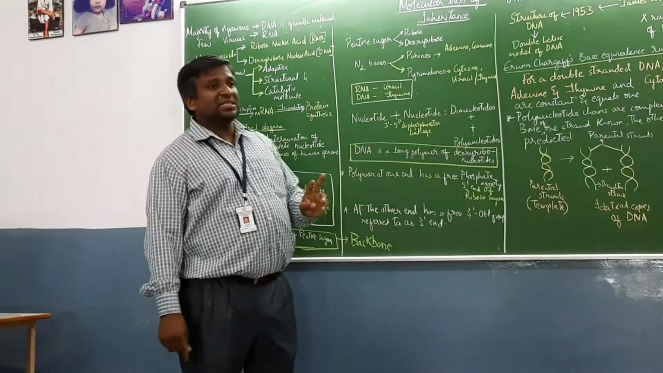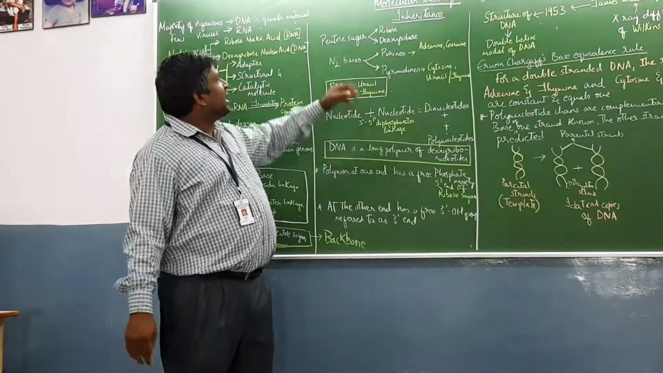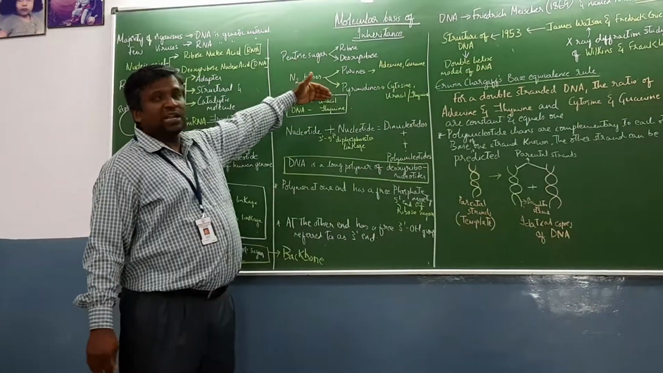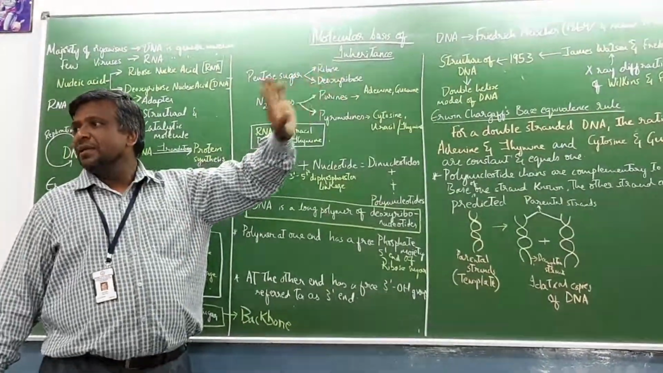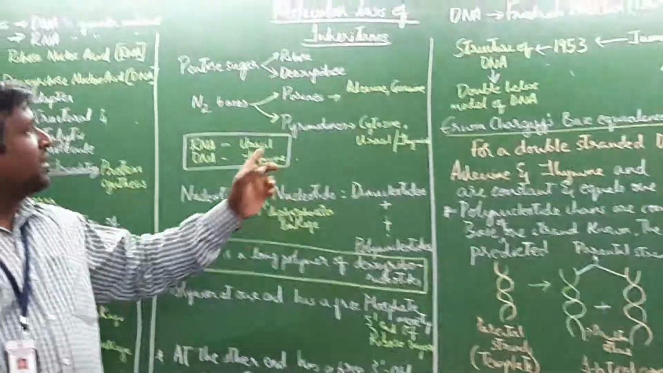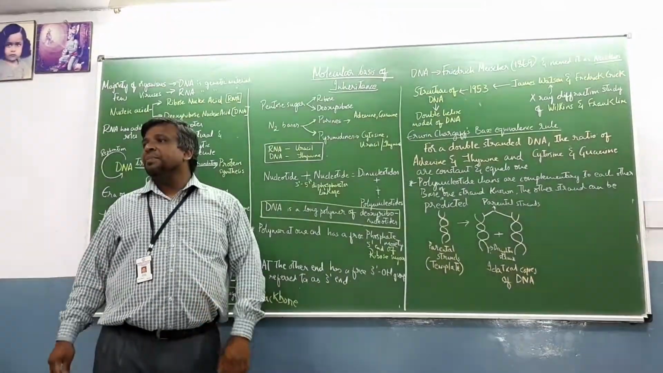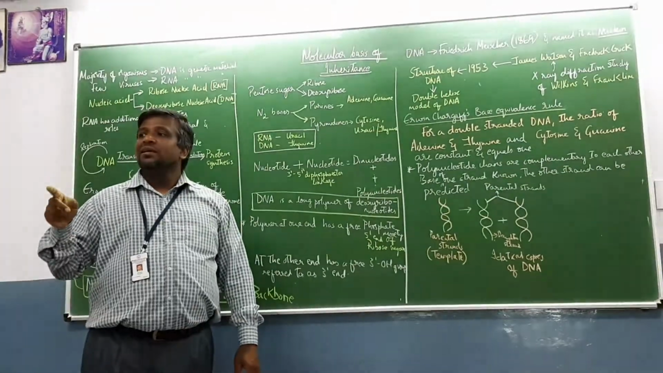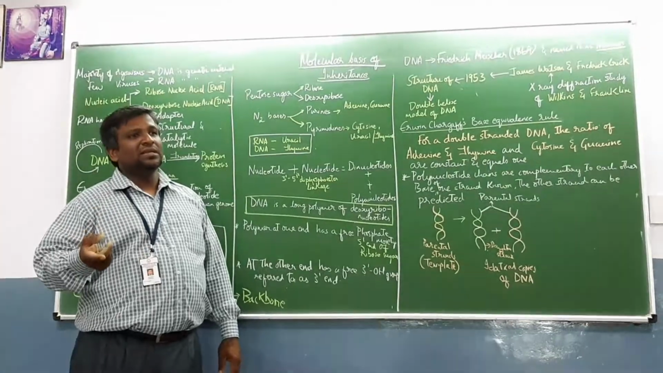Nitrogenous bases are of two types. Single chain, double chain. So the ribose, the pentose sugar, ribose and deoxyribose. Nitrogenous bases are of two types, purines and pyrimidines. Purines, the examples are adenine and guanine, and pyrimidines, you can remember it as CUT: cytosine, uracil or thymine. In RNA it is uracil, in DNA it is thymine.